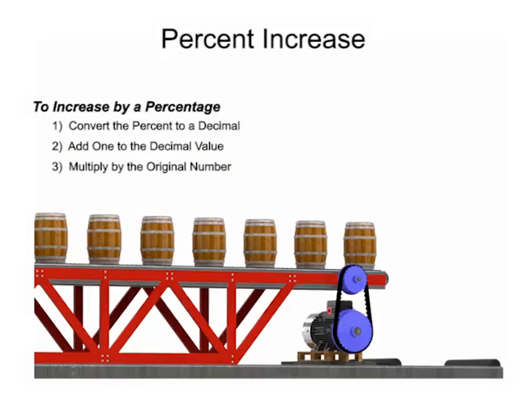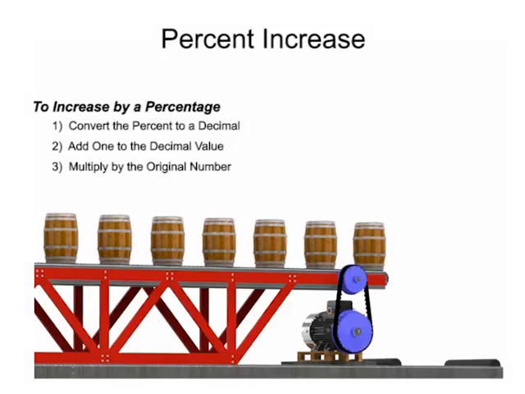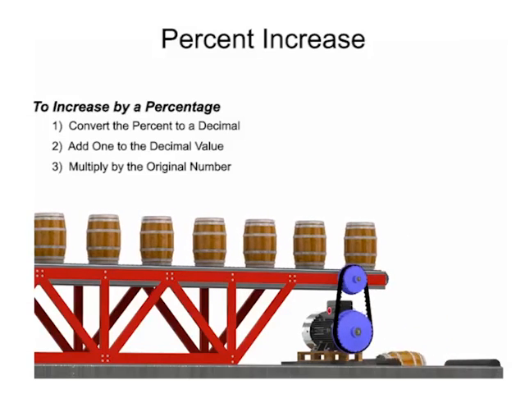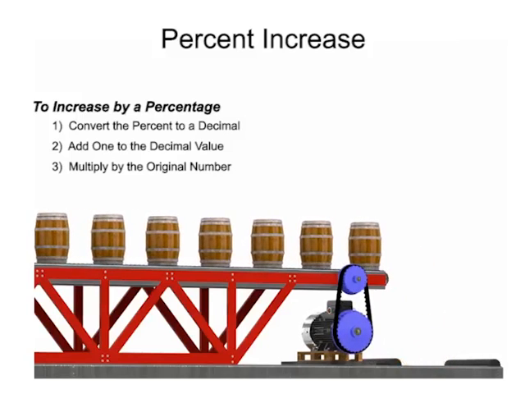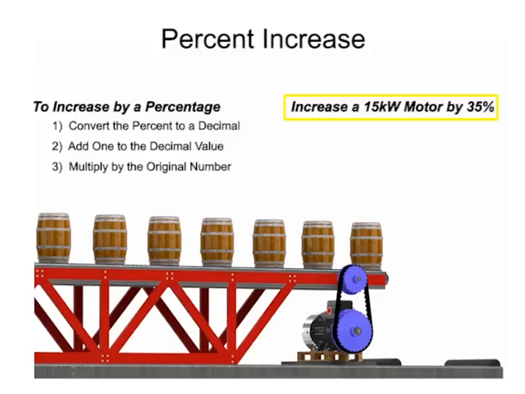The motor for the conveyor belt keeps breaking, and the engineer has determined that the motor is undersized and requires an upgrade of 35%. If the motor is rated for 15 kilowatts, what is the minimum rating required for the new motor?